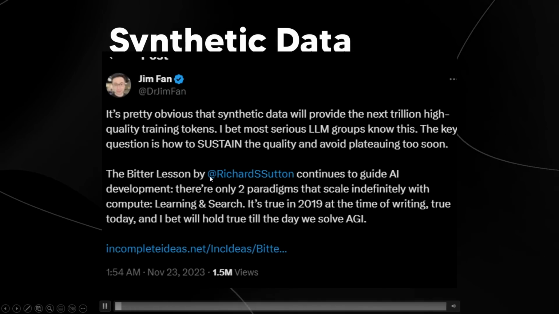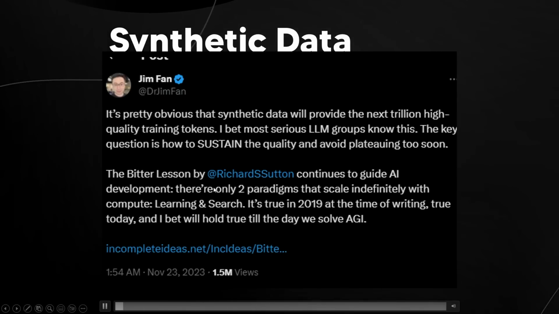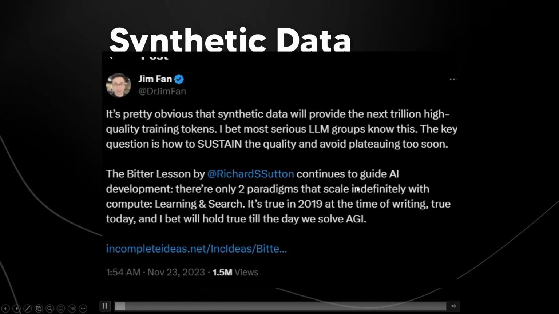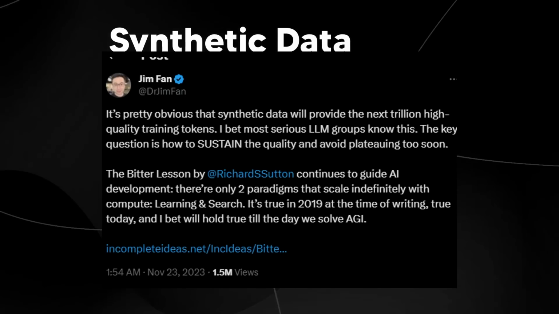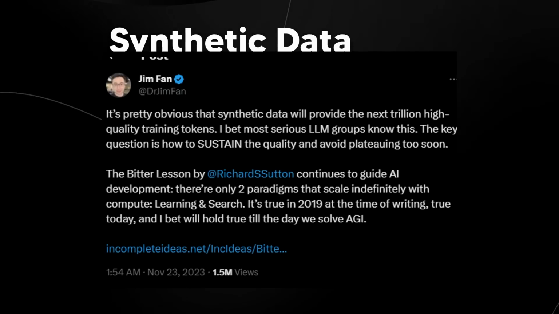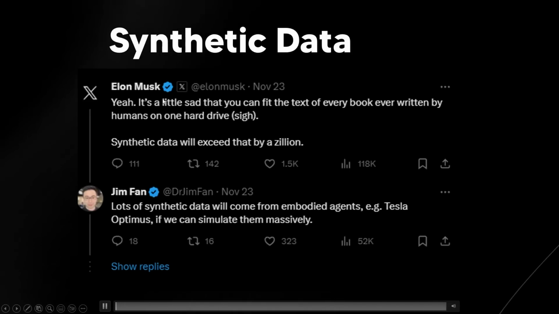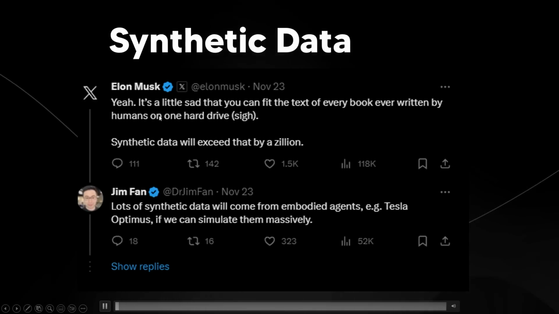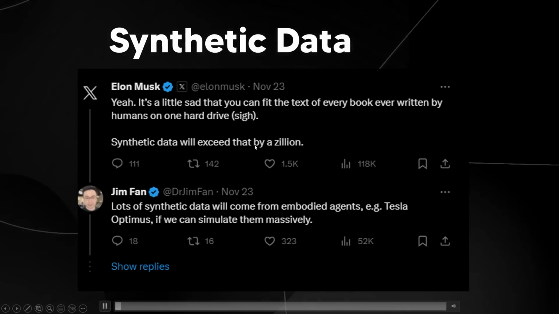The bitter lesson by Richard Sutton continues to guide us in AI development, and that there's only two paradigms that scale indefinitely with compute, and that is learning and search. It was true in 2019 at the time of writing, and true today, and I bet it will hold true till the day we solve AGI. And of course, we do have Elon Musk agreeing with this statement, and he does say that, yeah, it's a little sad that you can fit every textbook ever written by humans on one hard drive, and synthetic data will exceed that by a zillion.